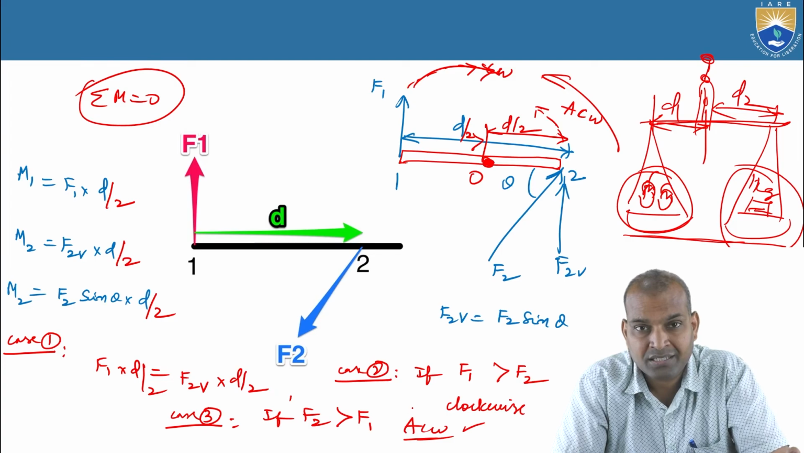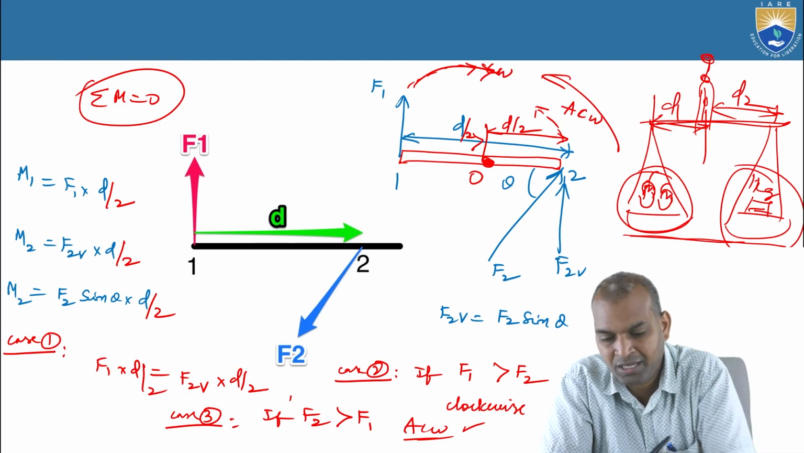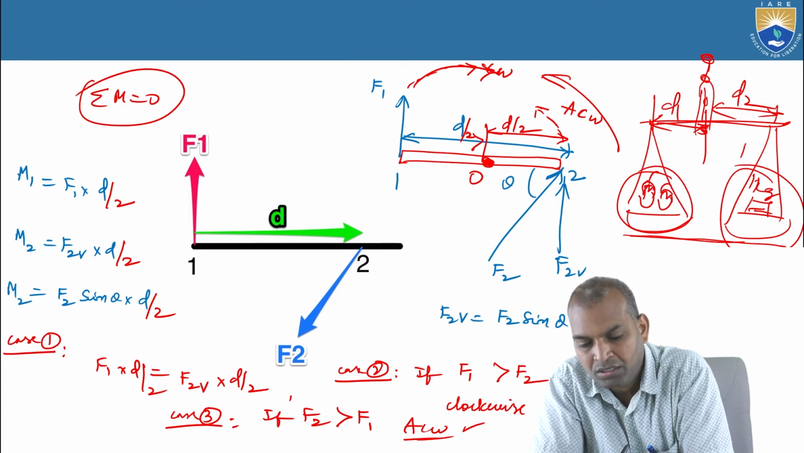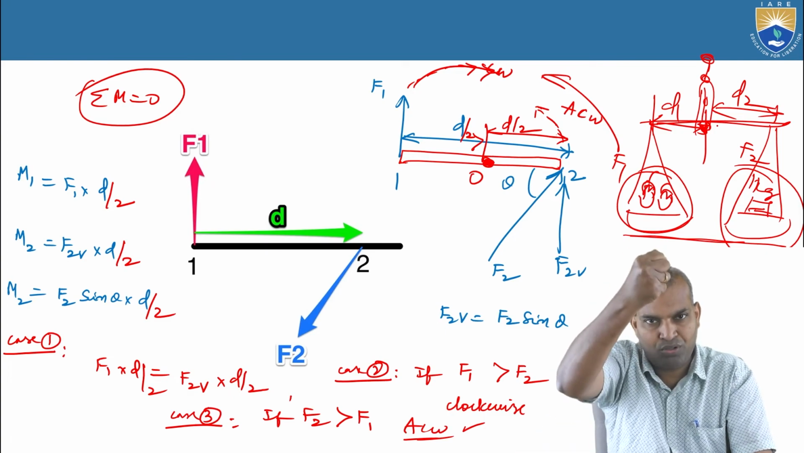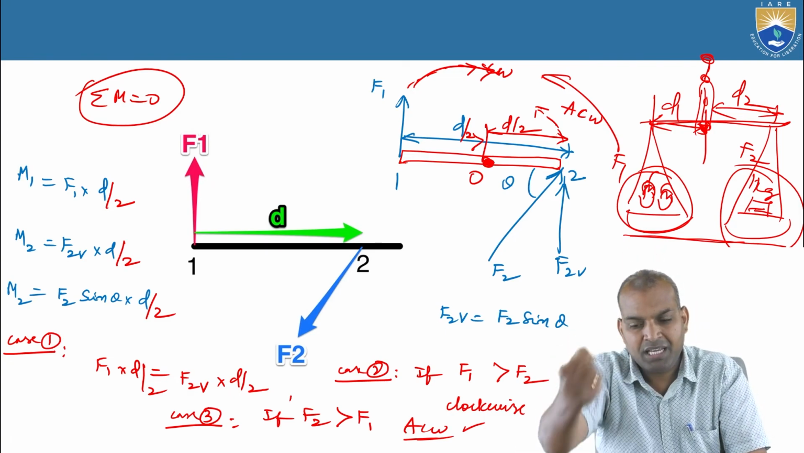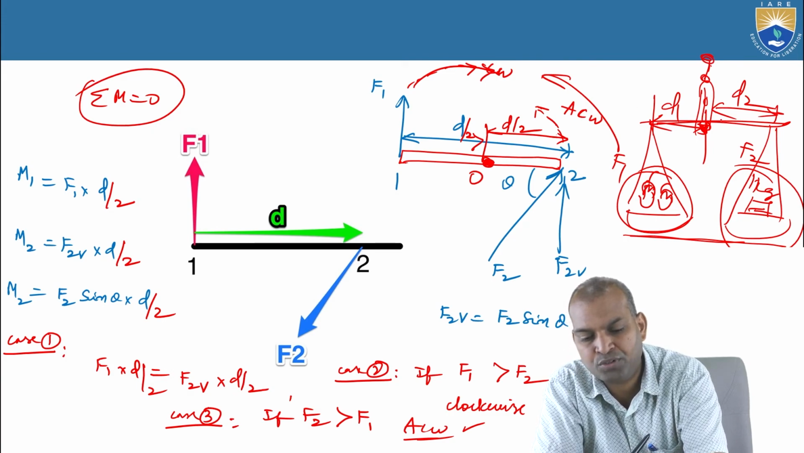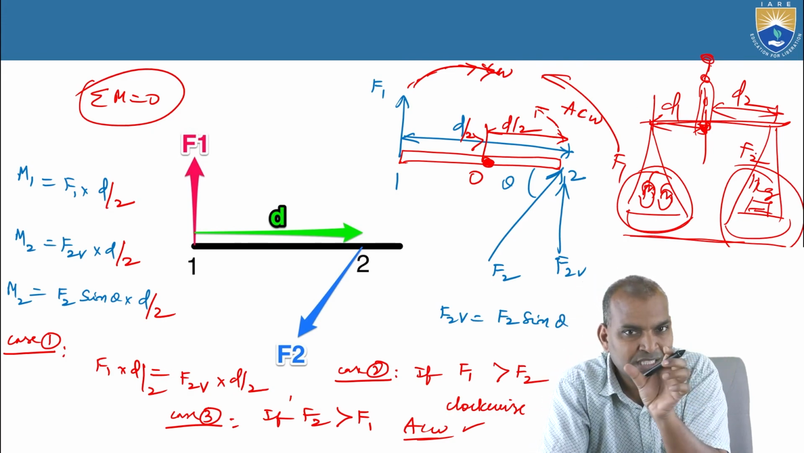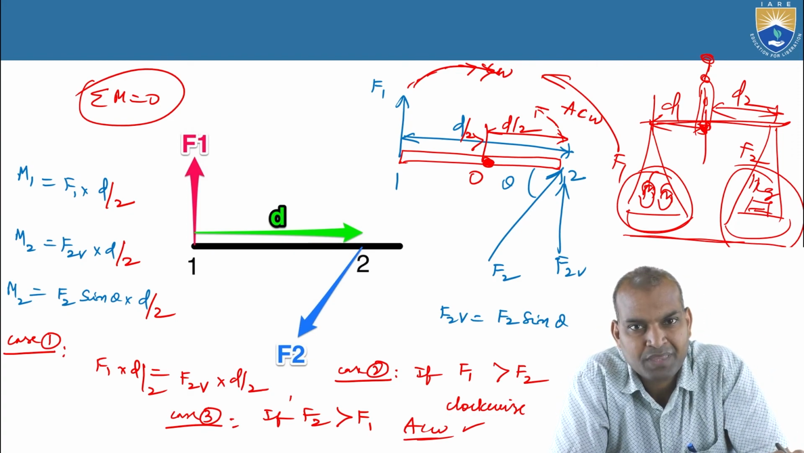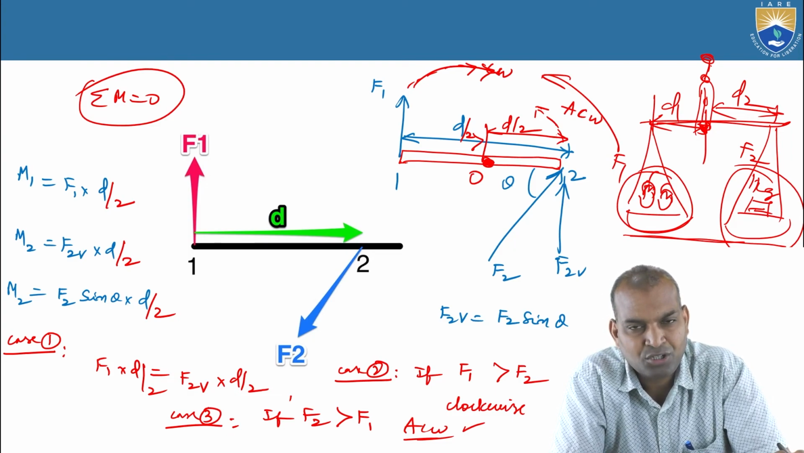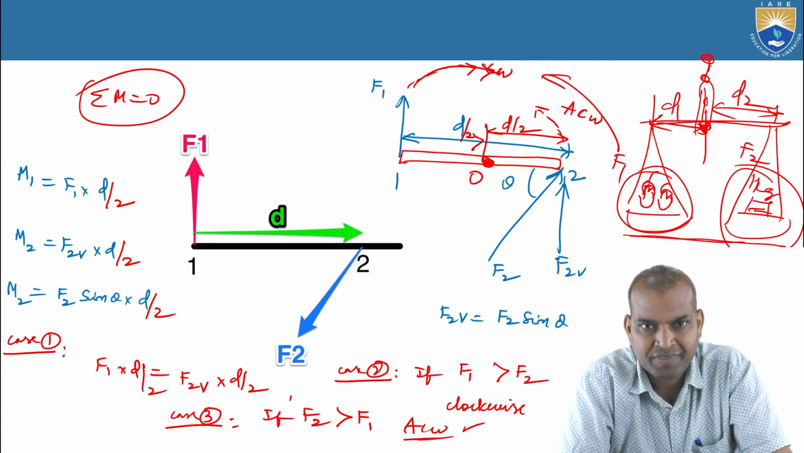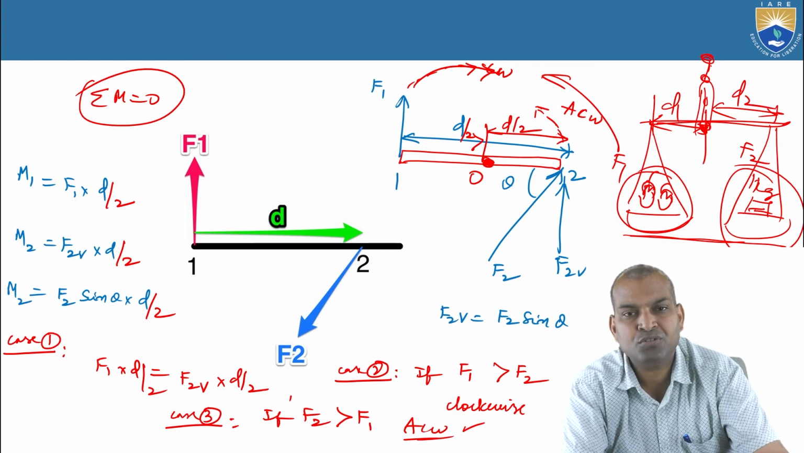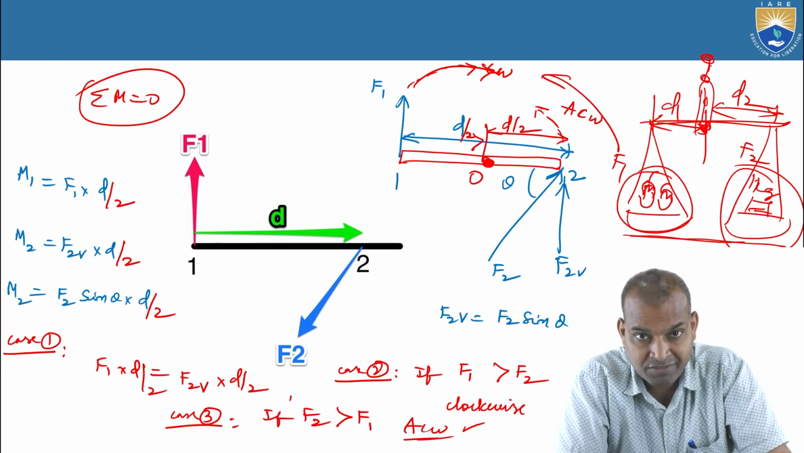What is that meaning? F1 into D1 about this point, the pivot point where the person holds it, is equal to F2 into D2. That means he is applying the law of moments, sigma M equals 0. The clockwise moment and anti-clockwise moments are balanced. Balanced means cancelled. Then what is the effect? There is no effect of the moment; it is in moment equilibrium. It is stable.